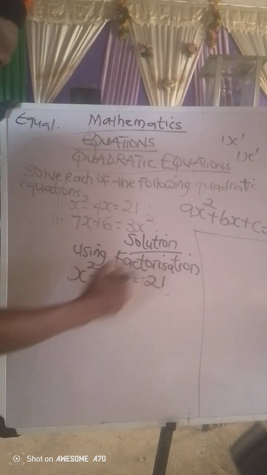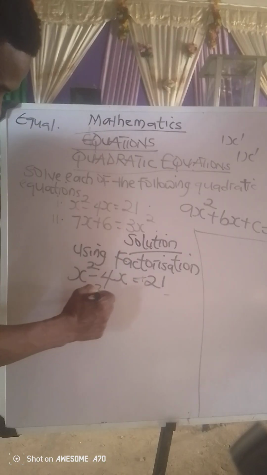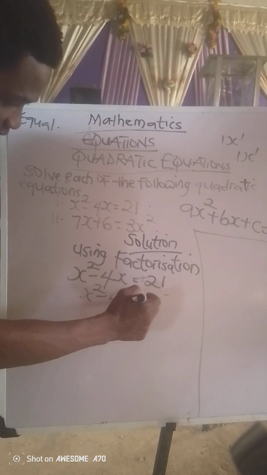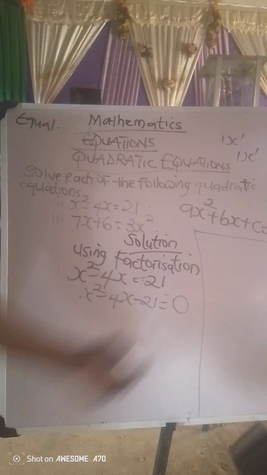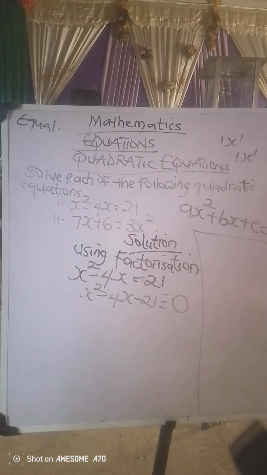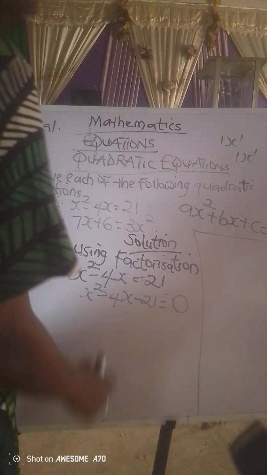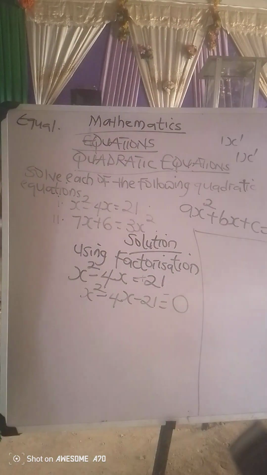So we're going to move this 21 now. We're going to have x squared minus 4x minus 21 is equals to what? 0. Is equals to 0. x squared minus 4x minus 21 is equals to what? 0. Are you with me?